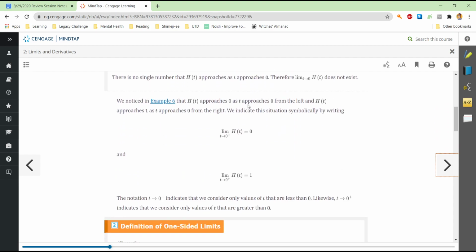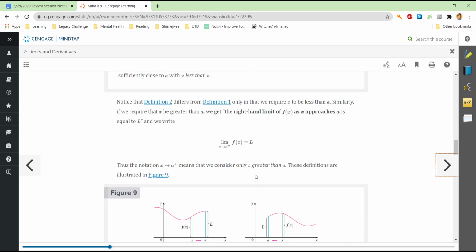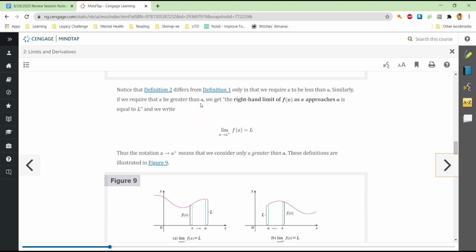So that's denoted here. We can see as t approaches 0 from the left, h of t is approaching 0, and as t approaches 0 from the right, h of t is equal to 1. So because these do not match, we say that the limit does not exist. So this is just the basic structure for that.